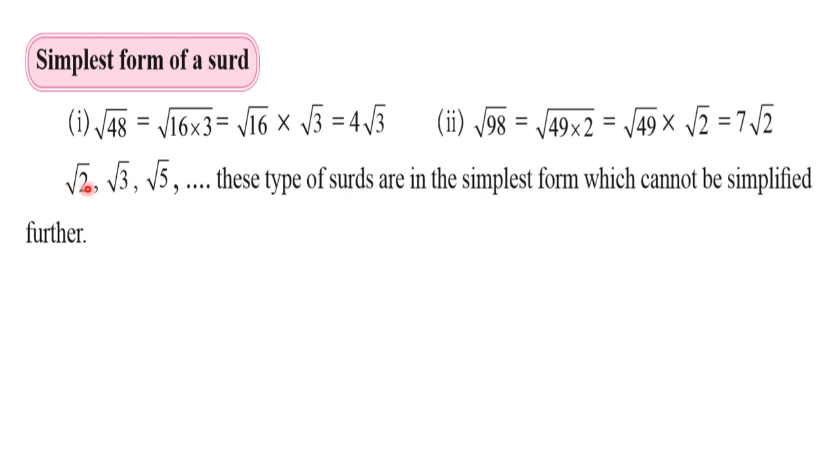Similarly, we can say that root 2, root 3, root 5 are in the simplest form. Why? Because we cannot simplify them further. I hope you have understood the meaning of simplest form of surd. When we study the practice set, at that time you will understand it better. Now let's go further.